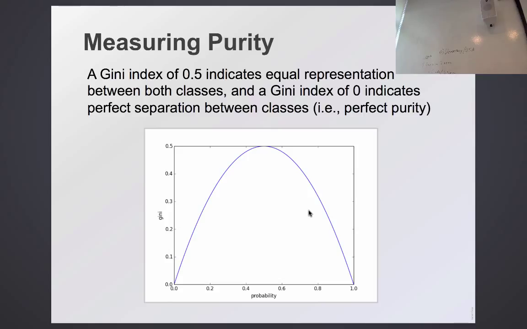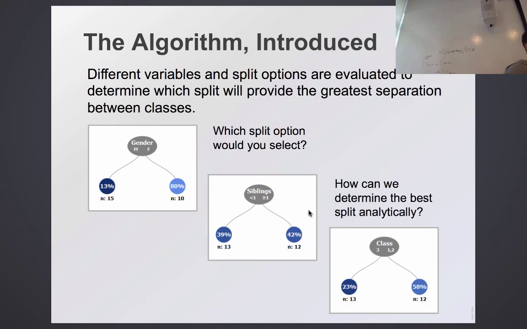If your Gini index is 0.5, it represents an equal representation between both classes. If your Gini index is 0, it means there's a perfect separation, i.e., all of these people died, all of these people survived. It is a perfect separation of classes. So, for example, which is the purest split? Which of them split it the best? Siblings. Why siblings?